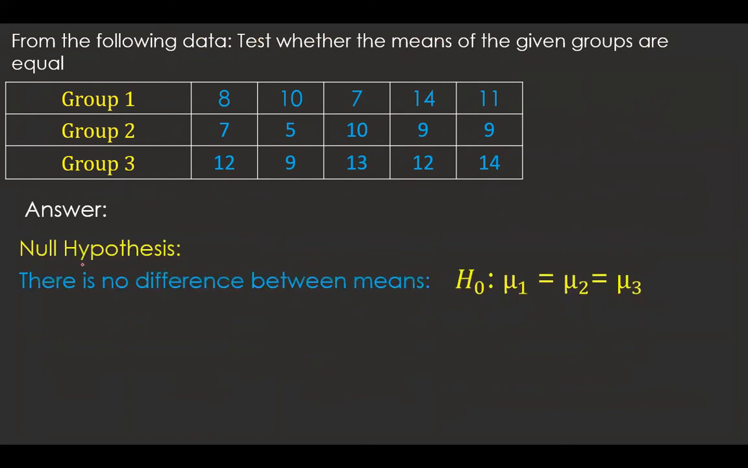Okay, so the null hypothesis is there is no difference between means. Symbolically, I'm going to write mu1 equal to mu2 is equal to mu3. Why I'm stopping up to this is only 3 groups are given.